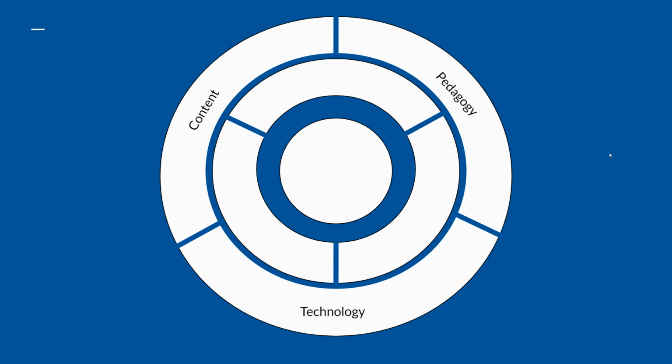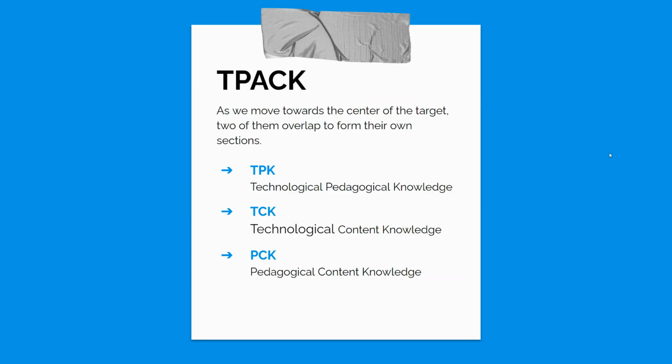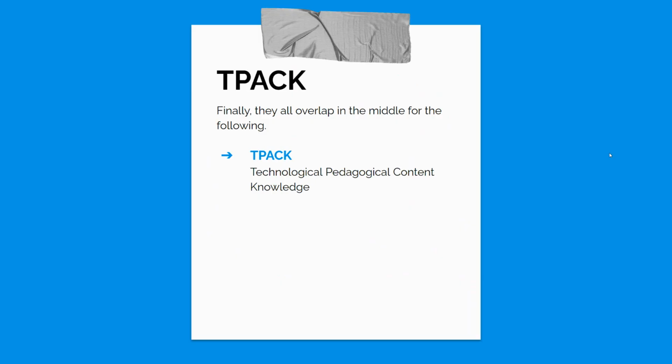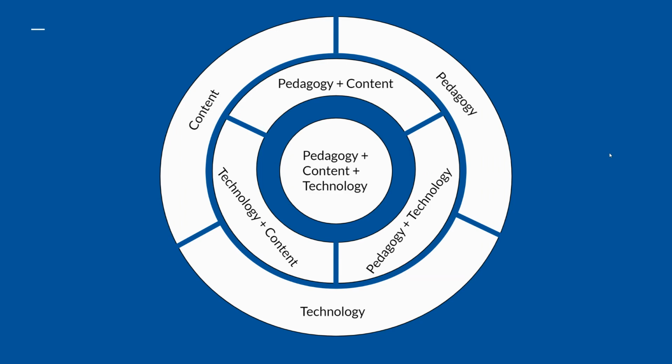And so now let's see what it looks like when you move into the next ring. As they start to overlap, you get TPK, or technological pedagogical knowledge, TCK, technological content knowledge, and PCK, pedagogical content knowledge. So that's how that looks in the target. And then finally, they all overlap in the middle for the following, of course, TPACK, which is technological pedagogical content knowledge. So then when we view that in the center of the circle, it's all of them combined.